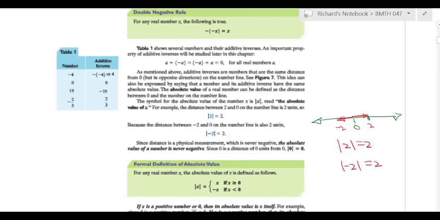So the key with the absolute value sign is that these vertical bars look kind of like brackets or parentheses, but they're not really. They're a grouping symbol, with the same sort of grouping effect as a bracket or parentheses, but they're different because whatever is inside the absolute value sign, you're just being asked to find what the distance of that quantity is from 0.